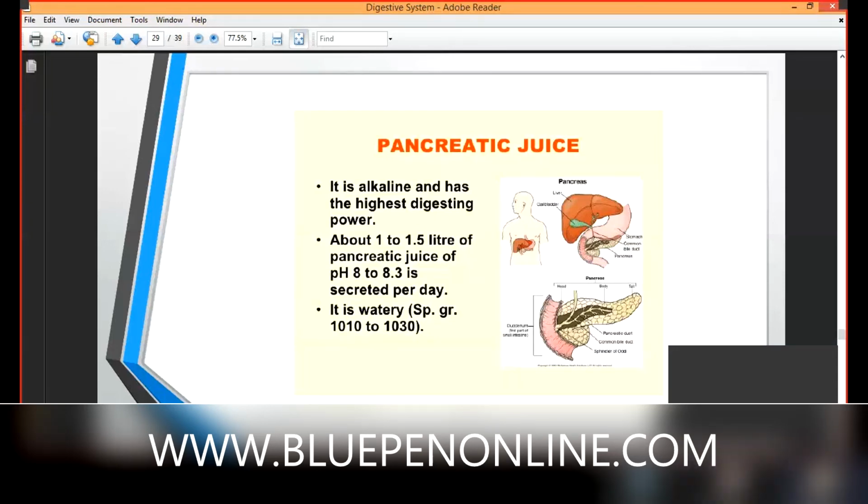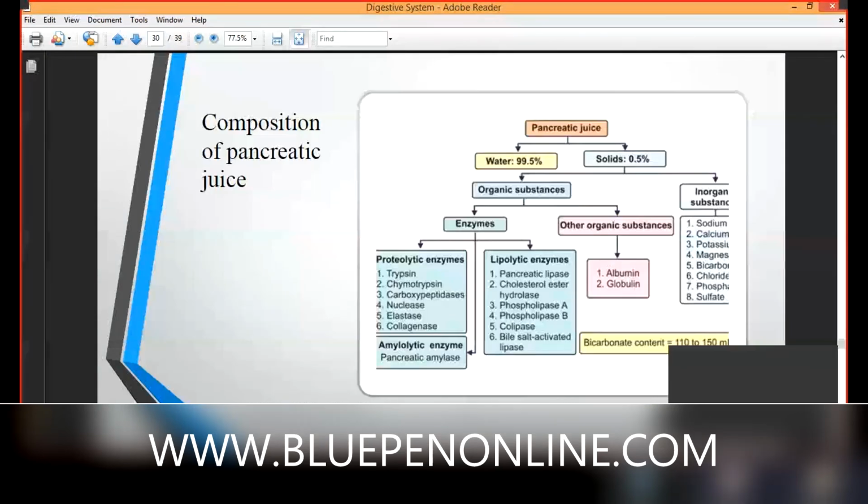Then the composition of pancreatic juice. It's 99.5% of water, then 0.5% of solid. The solid part is again divided into organic and inorganic parts. The organic part contains the enzymes. So the secretion is rich in enzymes, and it can digest all three types of food. So the protein digesting enzymes, lipid digesting enzymes, and the carbohydrate digesting enzymes are present in the pancreatic secretion.